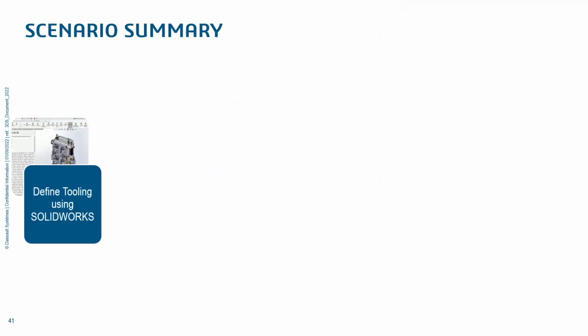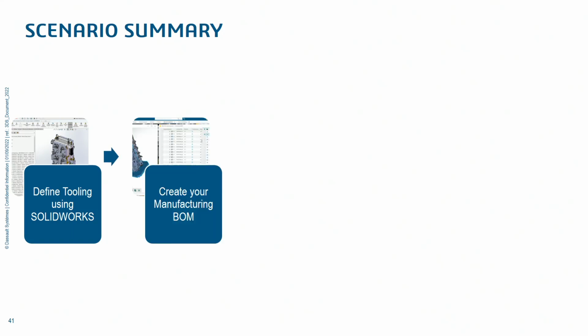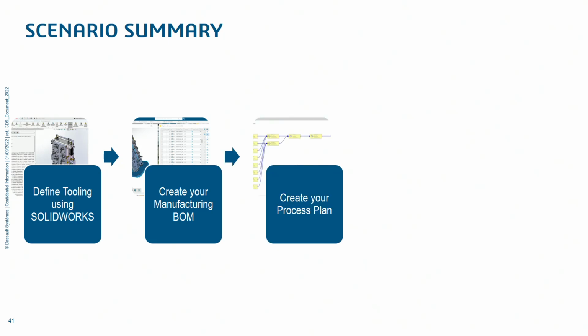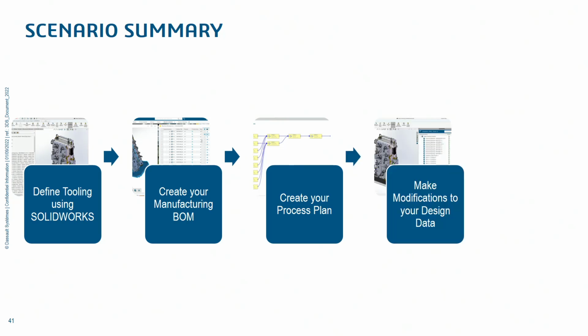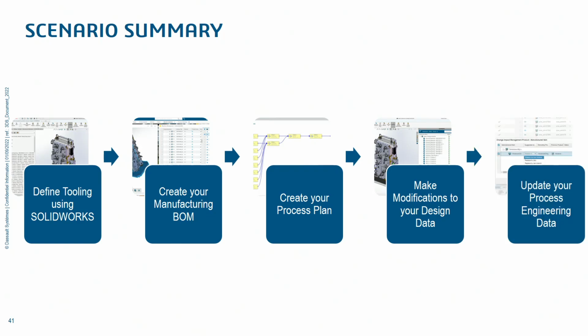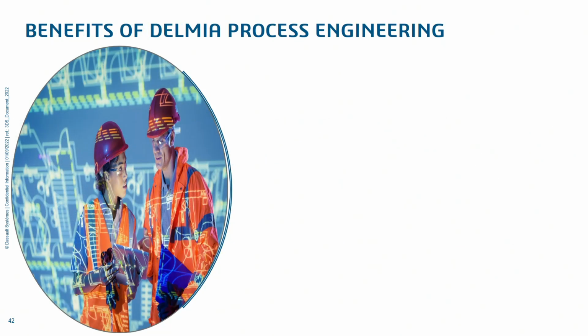We started in SOLIDWORKS, saved to the 3D Experience platform, used the engineering data to create our manufacturing bill of materials, or MBOM. Then we created the process plan, and from there we made modifications, and then we updated our plan. All in the same data set. We weren't exporting anything, and you're using the same references.